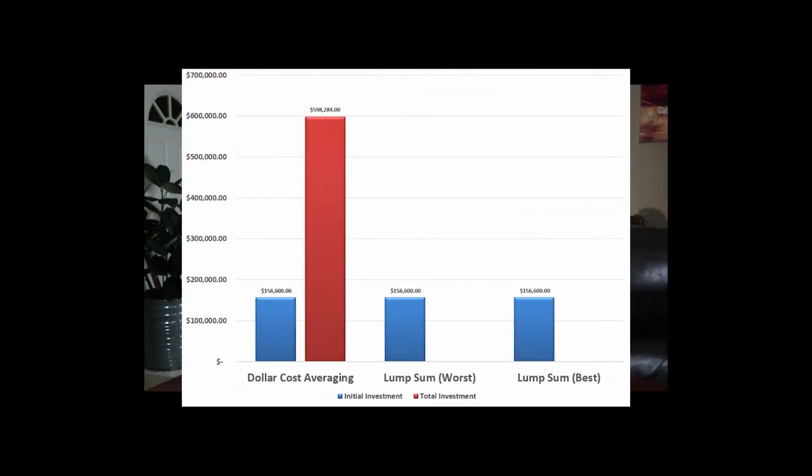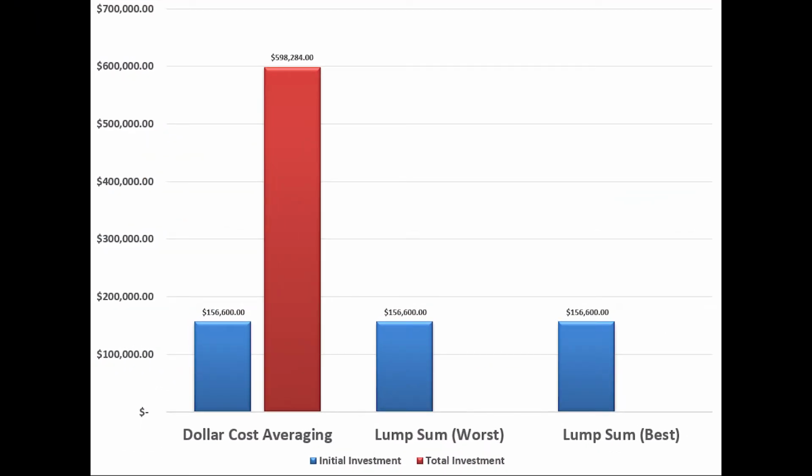So the first scenario I'm going to walk through is the dollar cost averaging scenario. And out of that person that invested $156,600 into the market, 30 years from when they started, they finished with a total of $598,000. Not bad for their investment, quite a bit of gains.